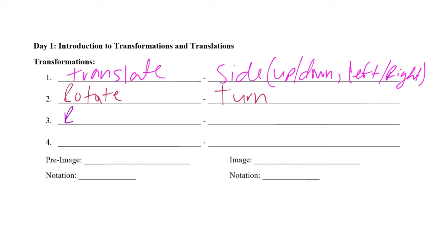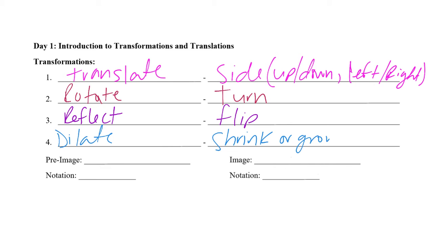The next is reflect, which the elementary word is to flip. The last one is dilate, which is to shrink or grow. So that's where the figure will change size.